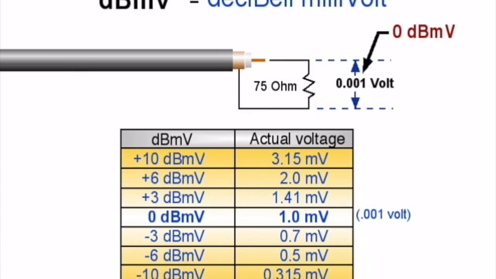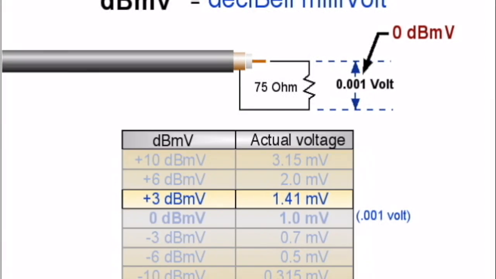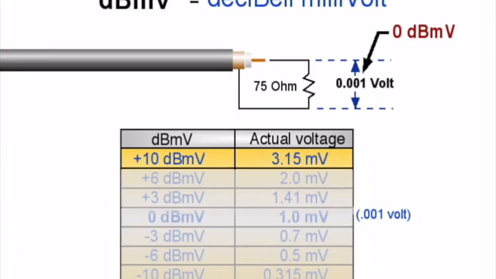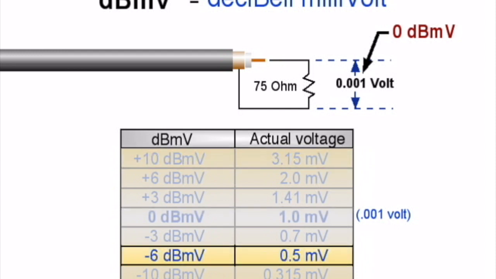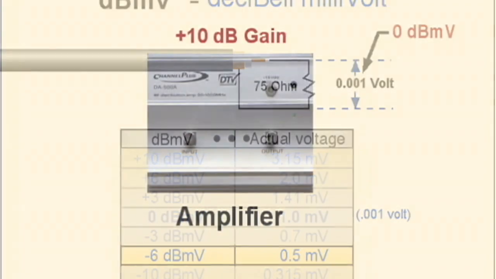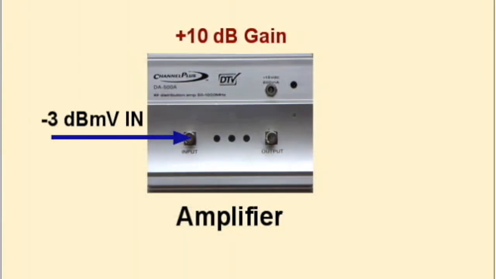A 3 dBmV signal has a level of 1.41 millivolts across a 75 ohm load, and a 10 dBmV signal has a level of 3.2 millivolts. Likewise, a minus 6 dBmV signal has a level of 0.5 millivolts. A minus 3 dBmV signal applied to an amplifier with a 10 dB gain would result in an output signal level of plus 7 dBmV. We'll talk more about amplifiers and amplifier gain shortly.